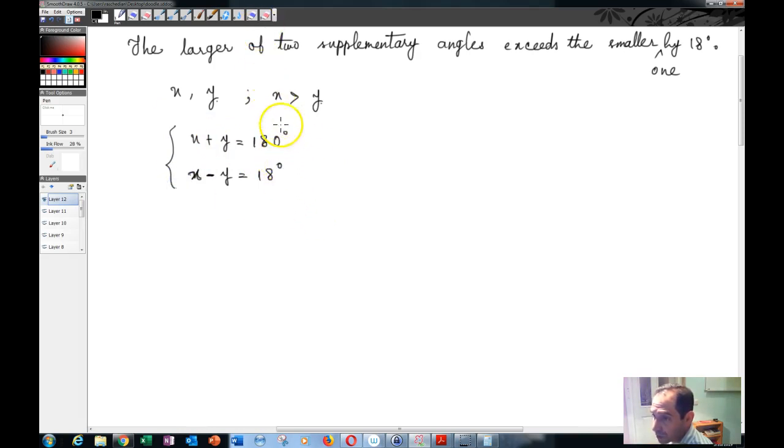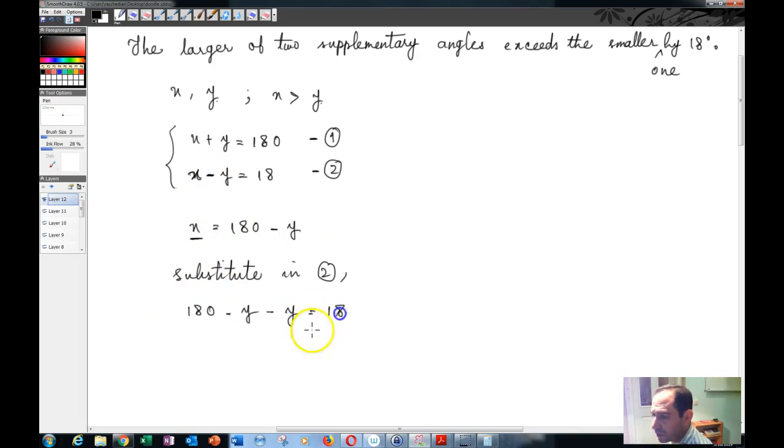And of course you don't have to write degrees over here in your equations, as long as you know that these numbers are basically angle measures in degrees. So I call this number 1 and number 2, and from 1 you can find x in terms of y. So x is equal to 180 minus y, and then I'll substitute the value of x in 2. So I'll get 180 minus y minus y is equal to 18. And so that's 180 minus 2y is equal to 18.